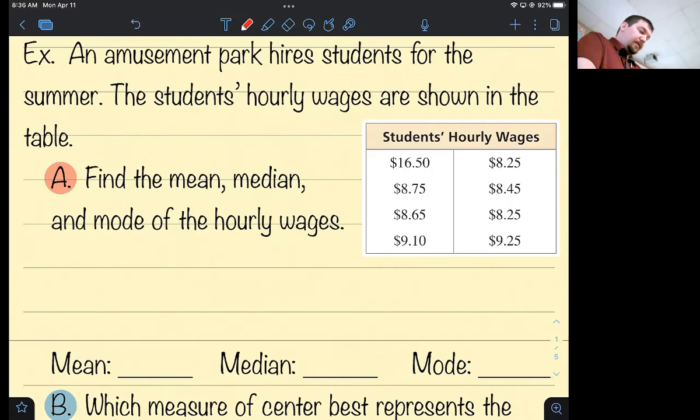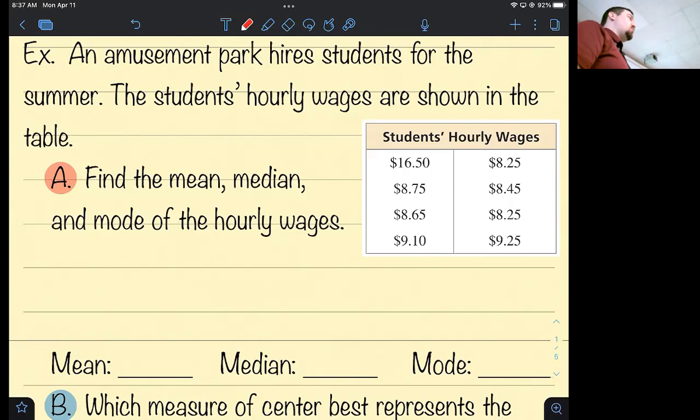An amusement park hires students for the summer. The students' hourly wages are shown in the table. How many students did they just hire? Yeah, they just hired 8 students. We know there's 8 students because there's 8 hourly wages up there. These are their 8 new employees. So we're supposed to find the mean, the median, and the mode of those wages.